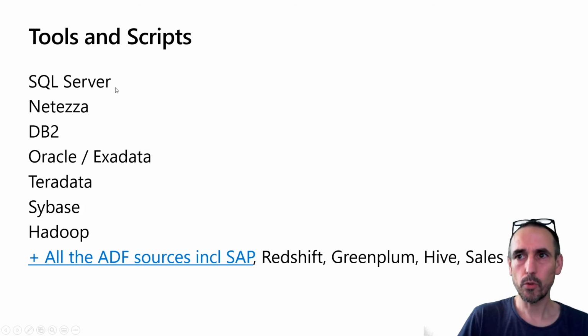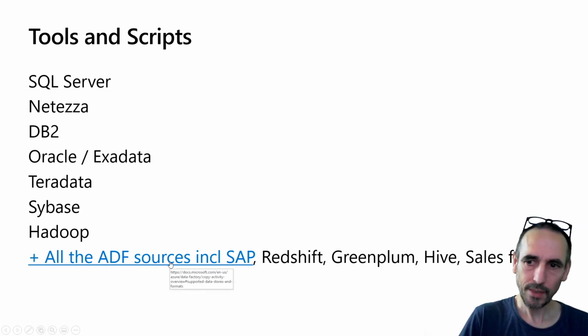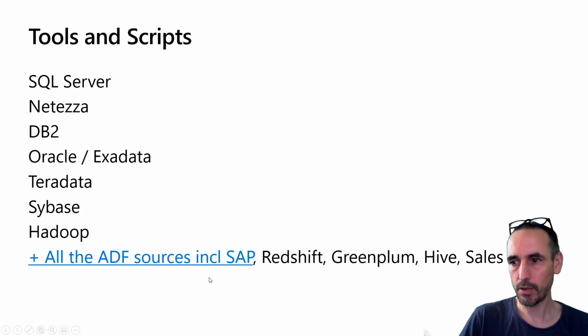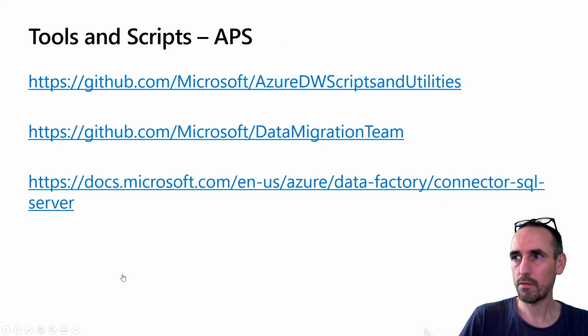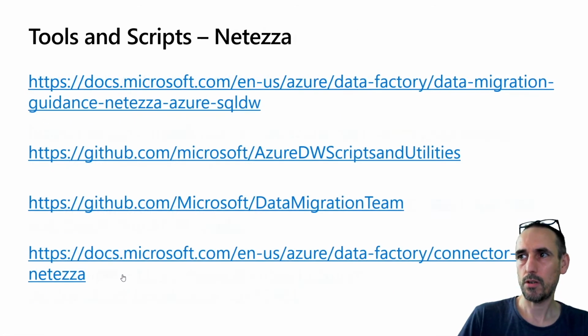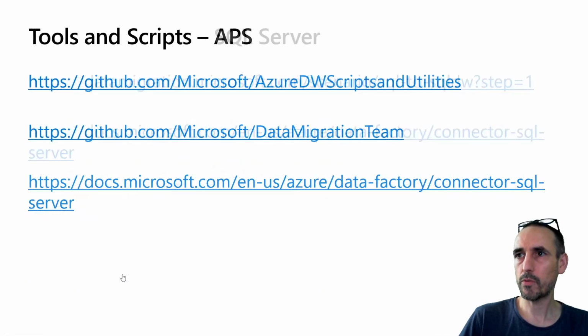So the tools and scripts for migrating SQL Server, Netezza, DB2, Oracle, Exadata, Teradata, Sybase, Hadoop, and let's not forget ADF for all sorts of other migrations, because ADF can pull data out of lots of other systems. So I've split the scripts into multiple sections for each thing, just to make it easier for you to find. Right, and we'll just quickly run through them.